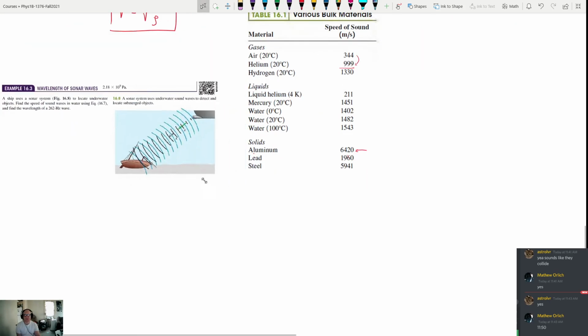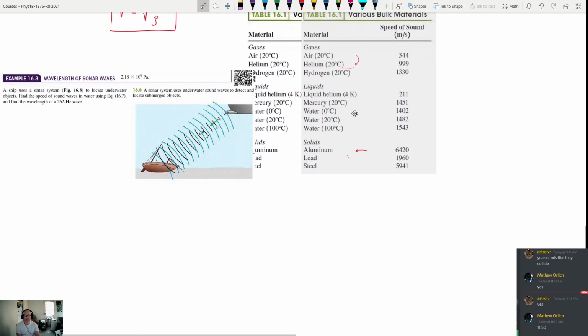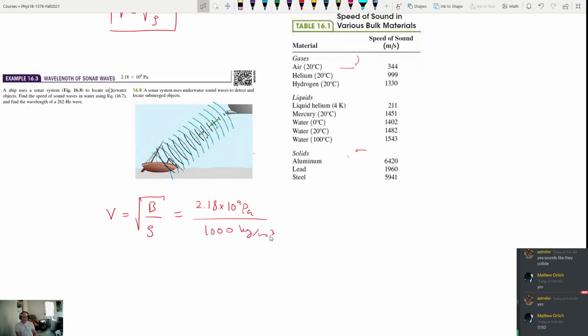All right, so here are some examples. The first one is a really short example. It says, a ship uses a sonar system to locate underwater objects. Find the speed of sound waves in water using equation 16.7, and find the wavelength of a 262 hertz wave. I also included here what the bulk modulus is. So all we have to do is say v is equal to the square root of bulk modulus divided by density. We're in water, so the bulk modulus, as I said, is given right here, 2.18 times 10 to the 9 pascals. And then we divide by the density of water, which we know to be 1,000, and we just square root it.